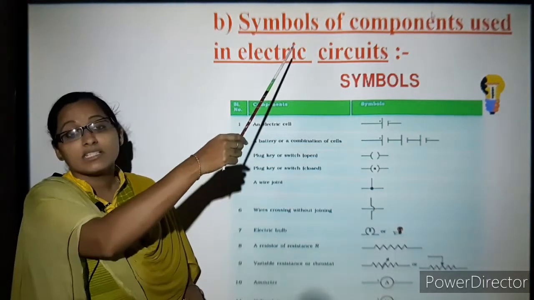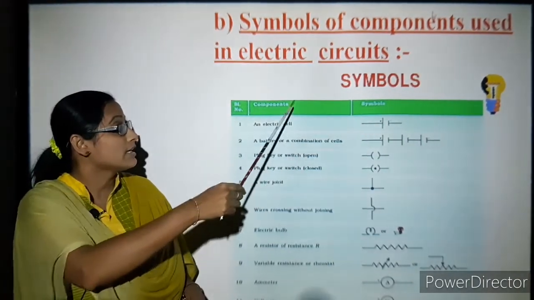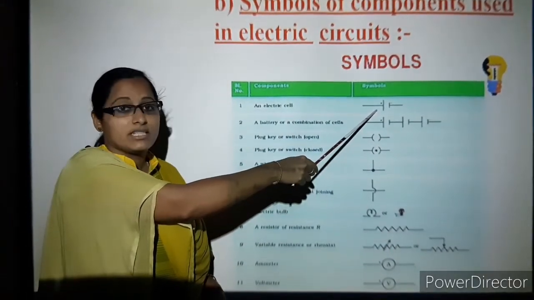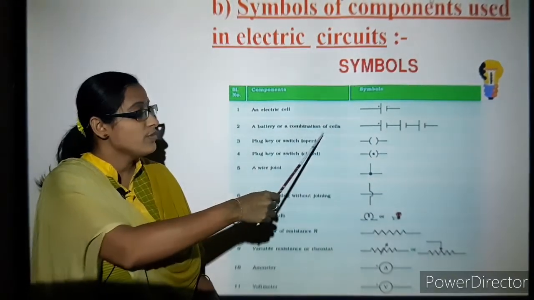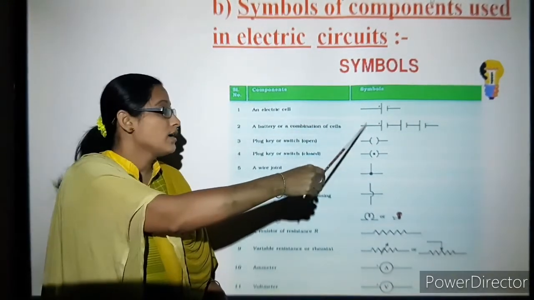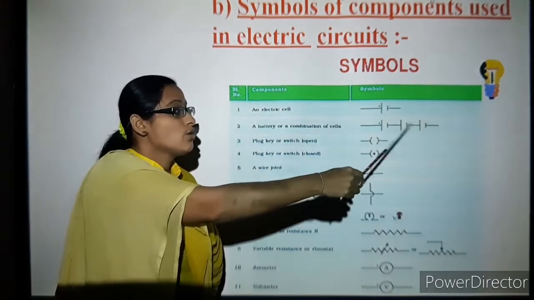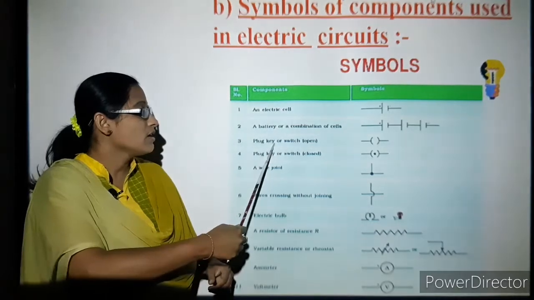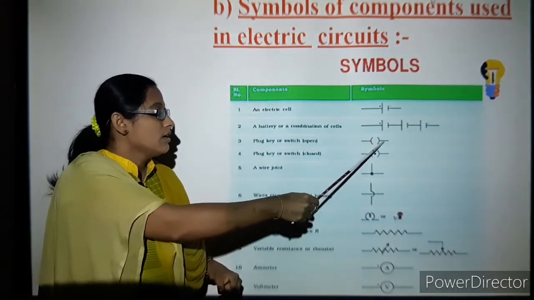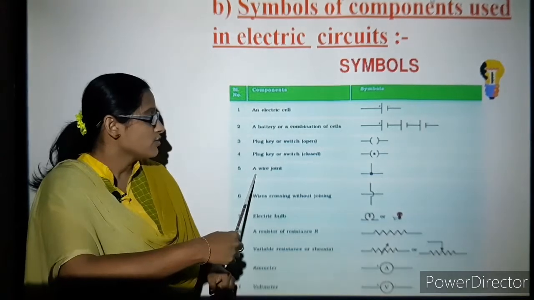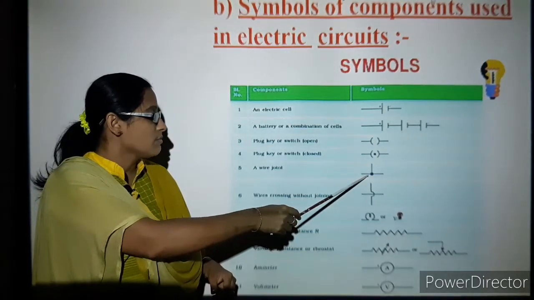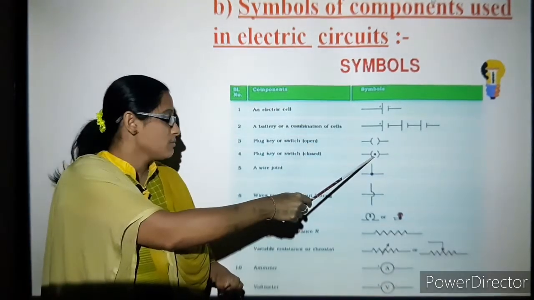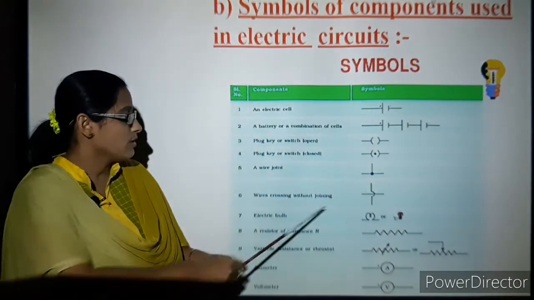These are the symbols and the components used in electric circuits. An electric cell is represented by the symbol you can see here. A battery is a combination of cells: one cell, two cells and a third cell. One or more cells connected together form a combination of cells. A plug or a key is represented by this symbol, and a wire joint is represented by this symbol. A plug key or a switch that is closed has a point in between the wires joining them.